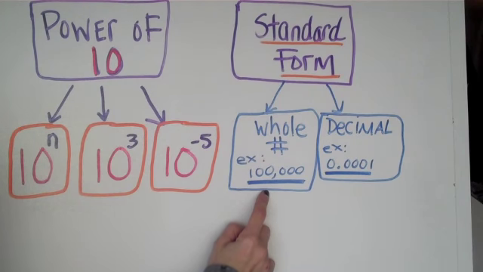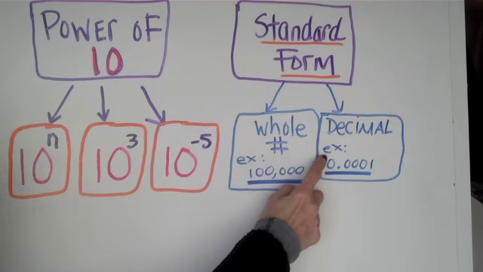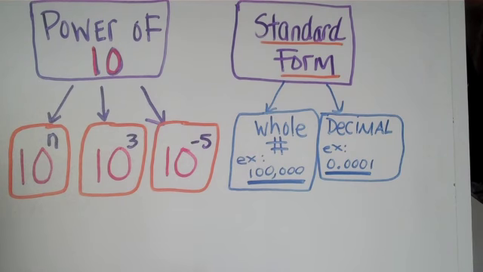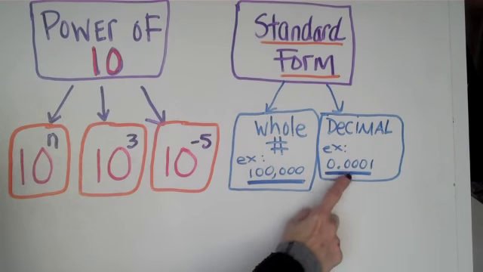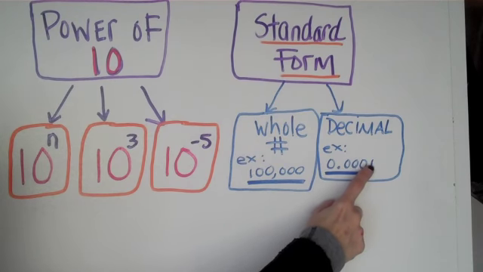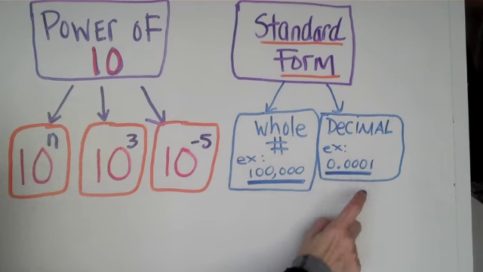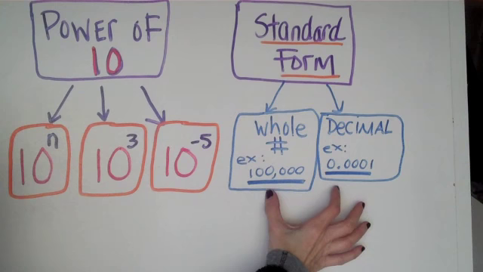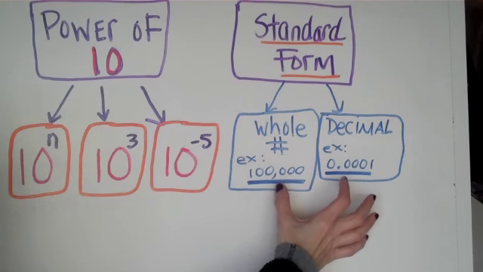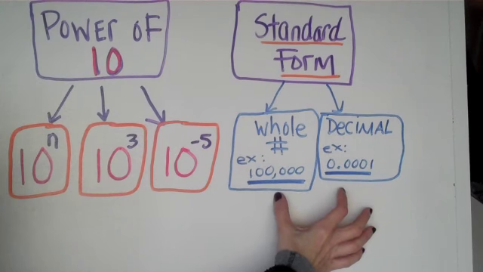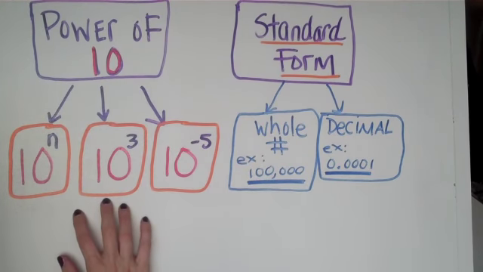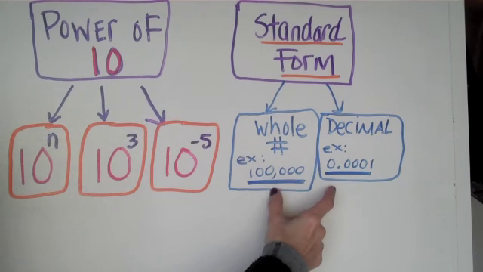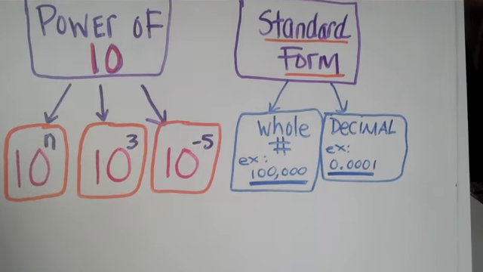Standard form will either be a whole number or a decimal. So standard form could look like either one. A whole number means, for example, 100,000, that's a whole number. A decimal, 0.0001, tenths, hundredths, thousandths, ten-thousandths, that's 1/10,000. That's written as a decimal. So either one of these is in standard form. So we're going to be going from something that looks like this, and we're going to put it into either one of these. Let's take a look at how we do that.